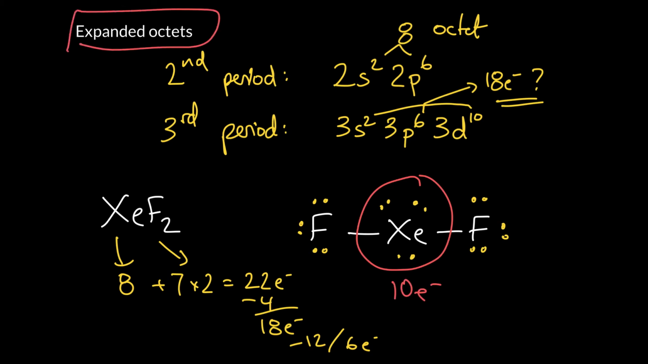But for the fact that we are allowed to expand octets, if you are a third period element or beyond, to infinity and beyond. So you get those d-orbitals that can hold electrons, and you can actually hold up to 18. So that is actually a perfectly valid Lewis structure. Although it looks weird, it is totally cool.